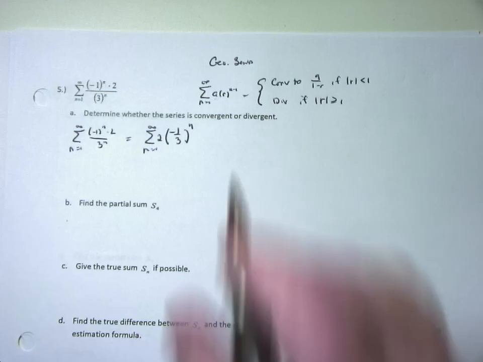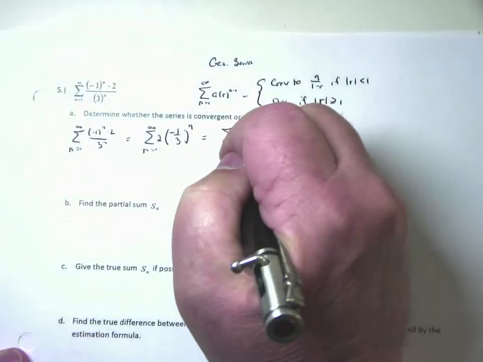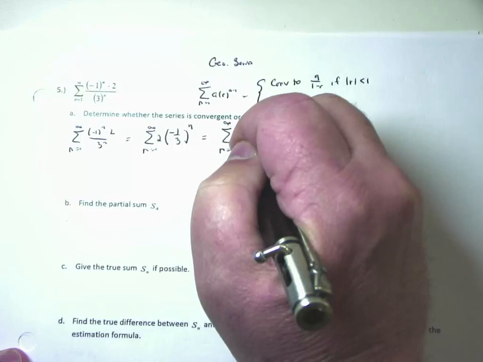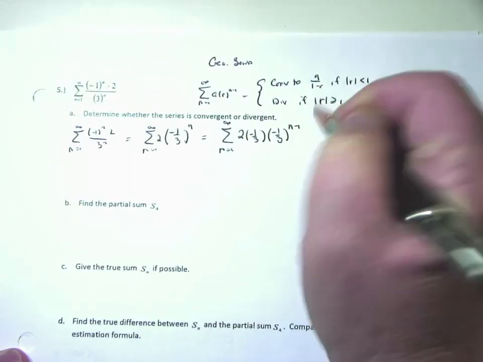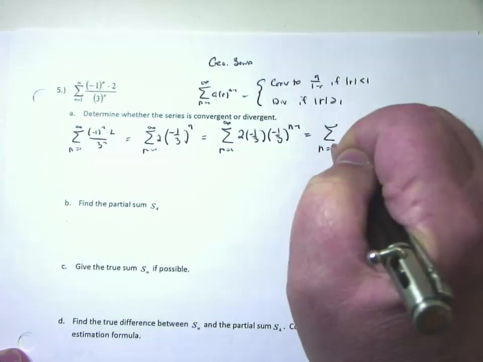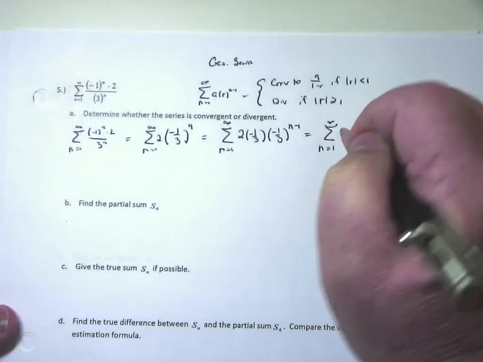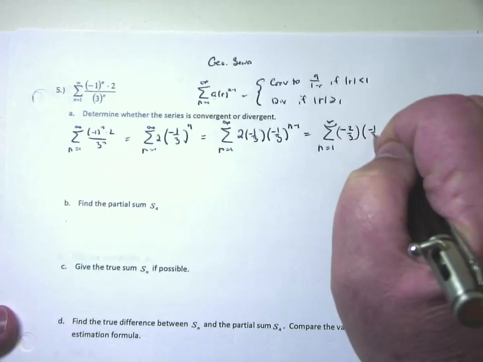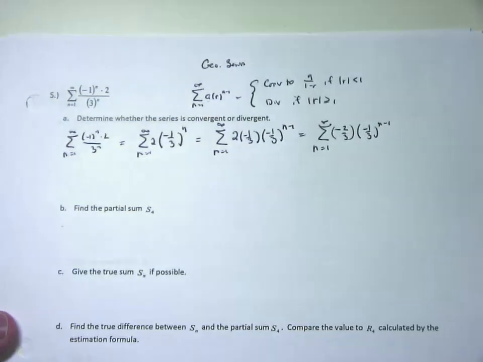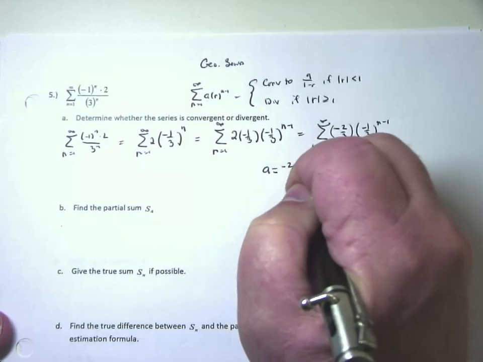But I want an n minus 1 power, so I've got an n power. I've got one too many, so I'm going to pull off one of them. So this is the sum as n goes from 1 to infinity of 2 times -1/3 times -1/3 to the n minus 1. Putting your constants together, this is the sum as n goes from 1 to infinity of -2/3 times -1/3 to the n minus 1. I can tell you from this that your a is equal to -2/3.